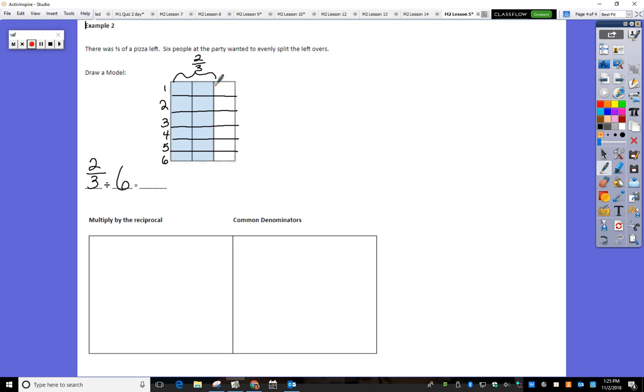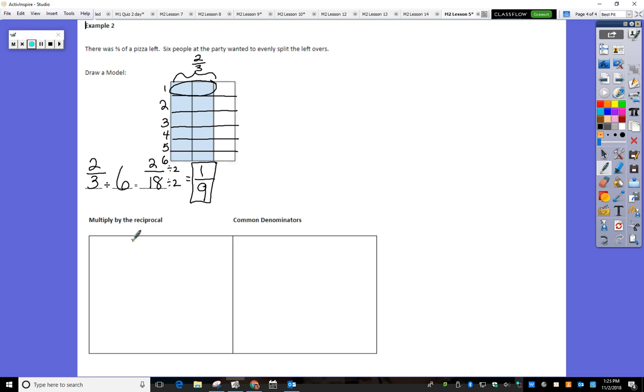And then we're going to find how much is shaded for each one of those. So each one has 2 parts shaded in it out of the 1, 2, 3 times 1, 2, 3, 4, 5, 6, or 3 times 6, which is 18. 2 18ths can be simplified, dividing both by 2, which is 1/9. Okay, so that should be just a review. We're also going to see how we can multiply by the reciprocal.